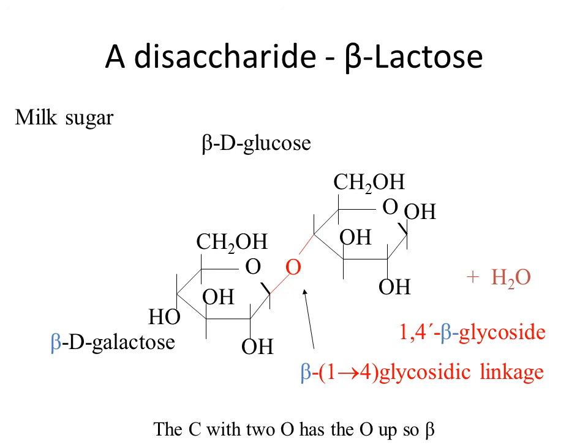I just want you to know that it's a beta linkage when the oxygen that is on the ring carbon that has the oxygen in the ring attached to it, when it's up, then it's going to be a beta glycosidic linkage.